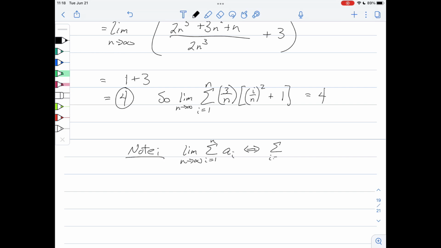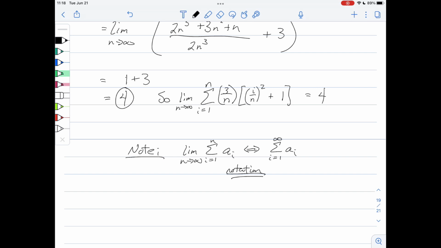So we can rewrite this, instead of the limit from 1 to n of a sub i, we can just write it as the limit as i goes from 1 to infinity of a sub i. And that's just a notational thing. It might be something that you see in future exercises. I might use it in a future video, but that's pretty much it.